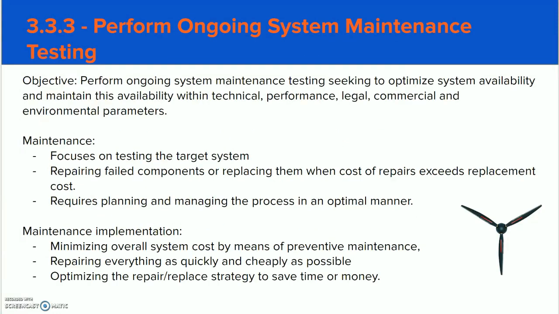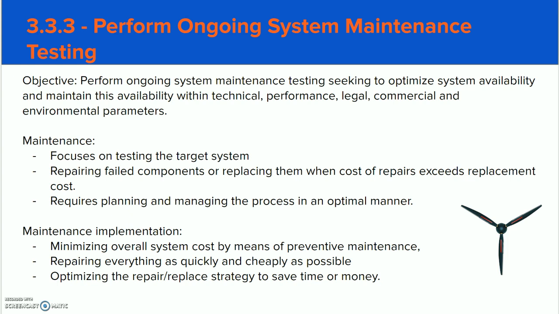Perform ongoing system maintenance testing, seeking to optimize system availability and maintain this availability within technical, performance, legal, commercial, and environmental parameters. Maintenance will focus on testing the target system, repairing failed components, or replacing them when the cost of repairs exceeds replacement cost, which requires planning and managing the process in an optimal manner. Maintenance implementation will minimize the overall system cost by means of preventive maintenance, repairing everything as quickly and cheaply as possible, and will optimize the repair-replace strategy to save time and money.